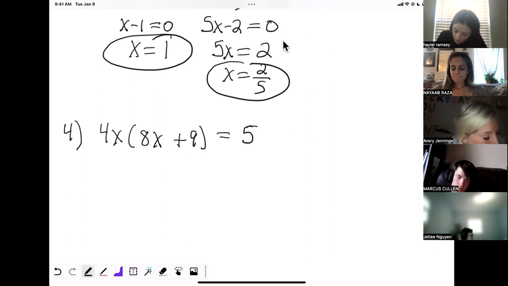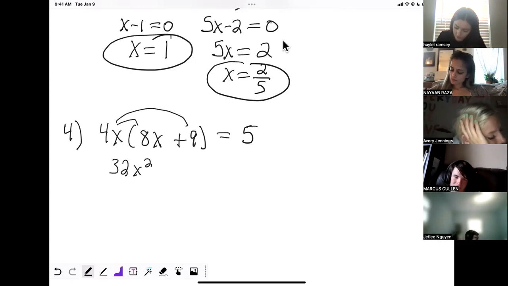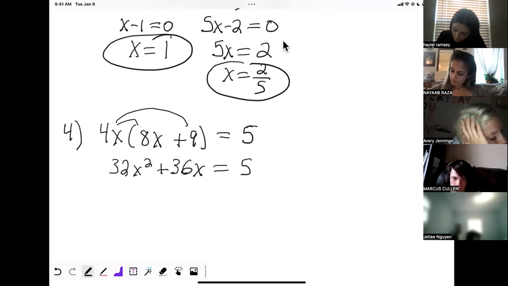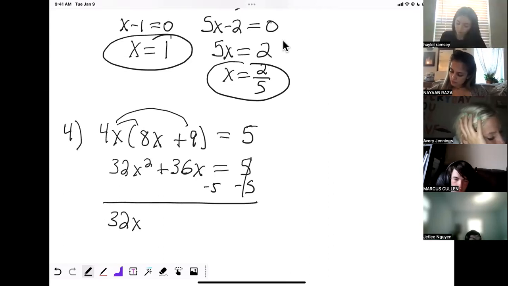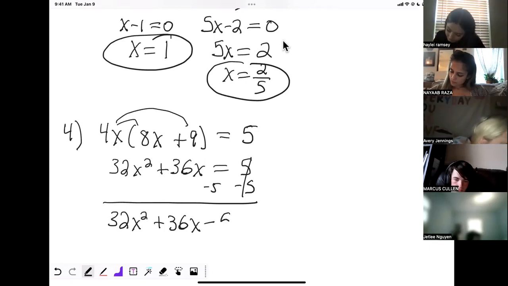So of course, you're going to distribute and get everything to be in standard form. So 32x squared plus 36x equals 5. Now I'm going to subtract that 5 on both sides. So it has to be equal to 0. 32x squared plus 36x minus 5 equals 0.